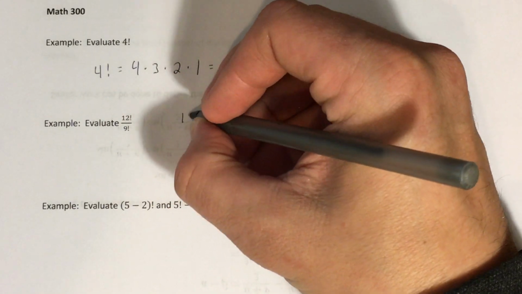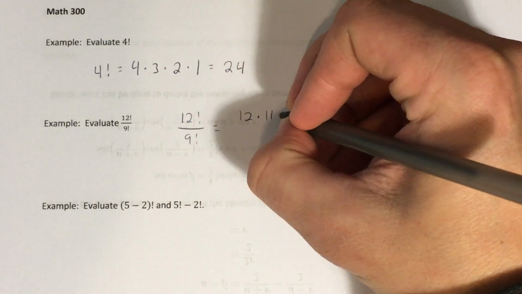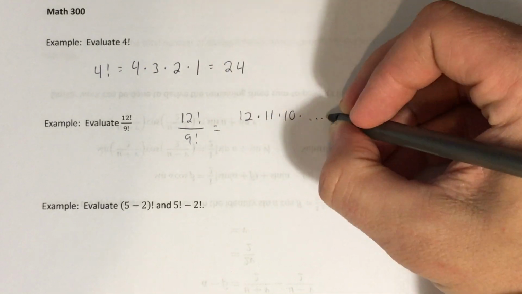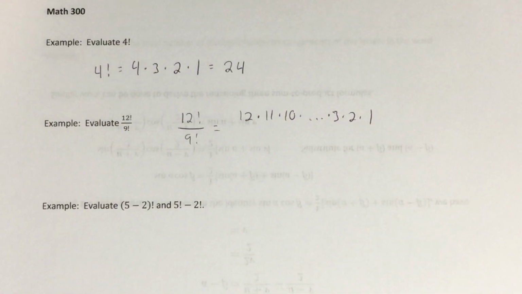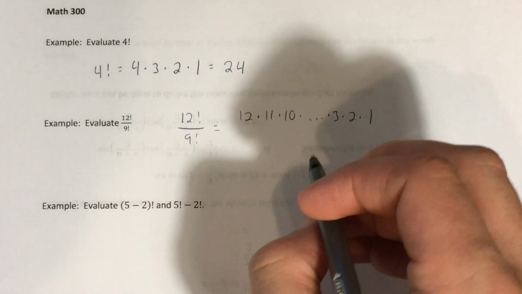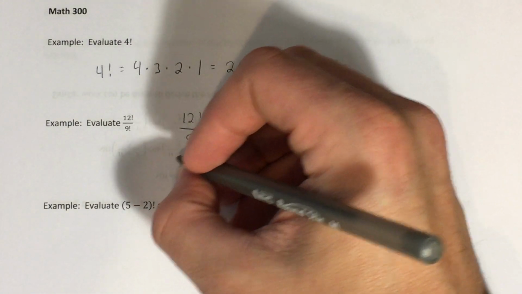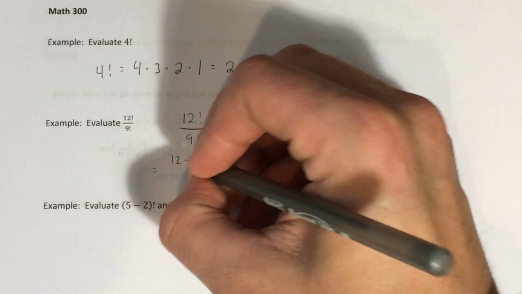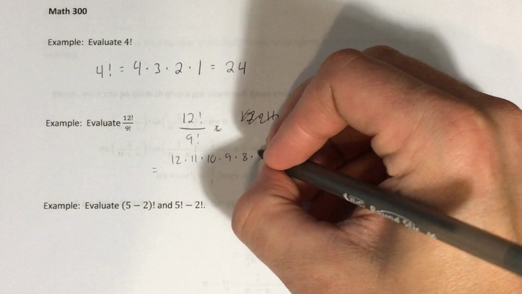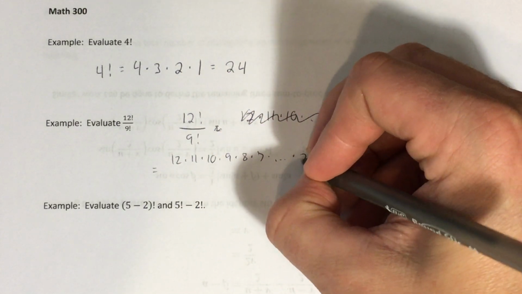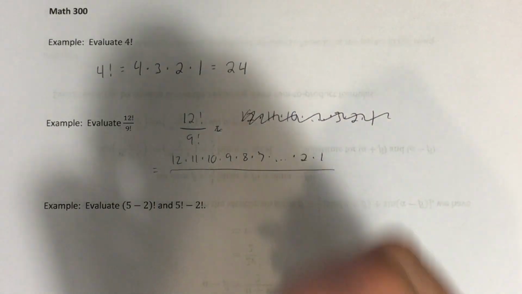So 12 factorial, by definition, is 12 times 11 times 10 times, and then we're going to have a bunch of numbers here, times 3 times 2 times 1. We eventually get down to 1, right? Actually, let me write that a little bit differently. I want to make this a tad more clear what I'm doing. 12 times 11 times 10 times 9 times 8 times 7 times, and then we eventually get down to times 2 times 1.